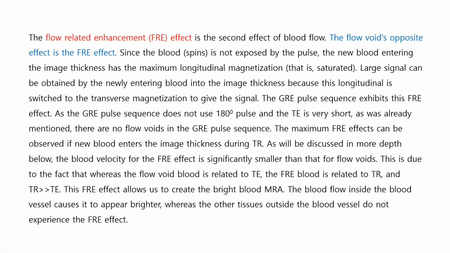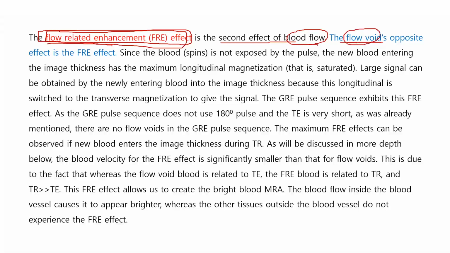The opposing effect of the high velocity signal loss is the flow-related enhancement effect. So signal is increased due to this effect. Flow-related enhancement effect is the second effect of blood flow. The flow void we discussed before in the previous slide. The flow void's opposite effect is the FRE effect, flow-related enhancement effect.